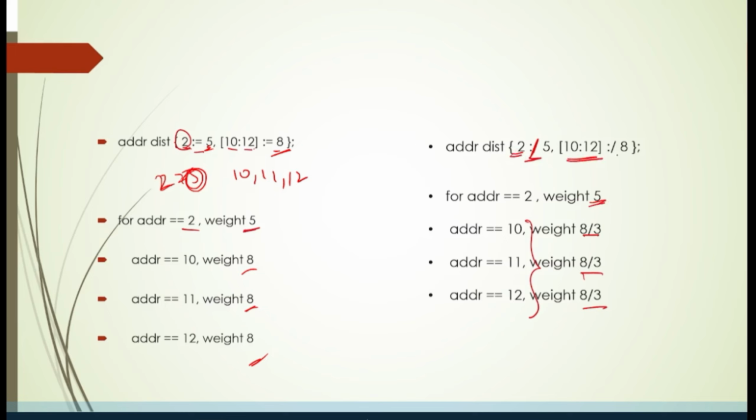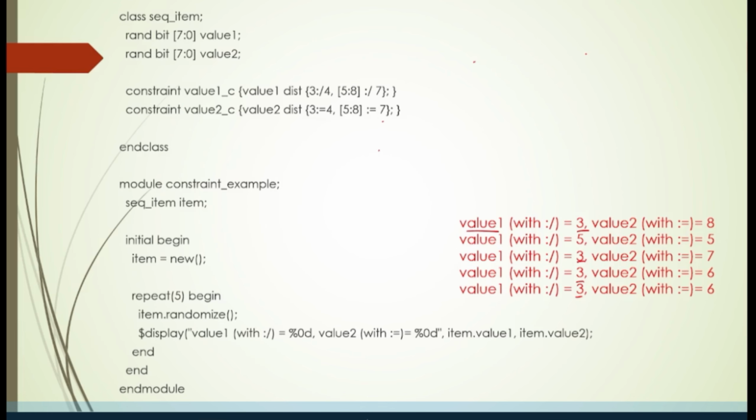But if you are using the range, then what happens? For 10 11 12, since there are three values and the weightage is 8, it is 8 divided by 3. So how much is 8 divided by 3? Approximately, those many number of times, like if you see here, some 3 number of times it will exist. So this is the difference between the equal to and the slash symbol. This is the example for that.